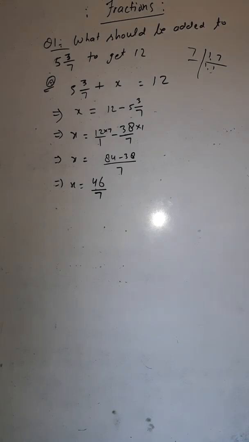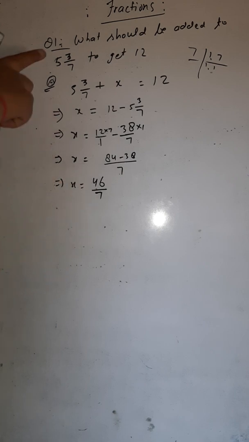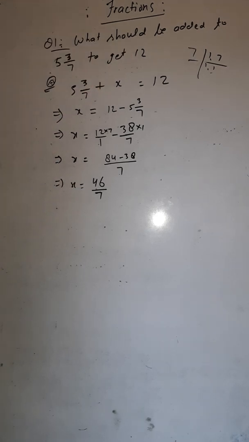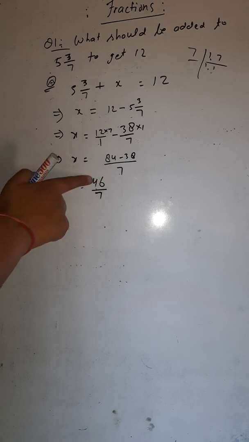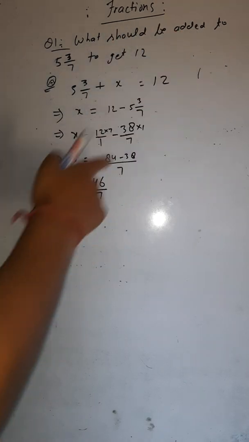It implies that if you add 46 by 7 to 5 whole 3 by 7, by adding both of these you would get 12. You can also change it into a mixed fraction. It is 46 by 7. So how to change this fraction into a mixed fraction? Let me tell you.